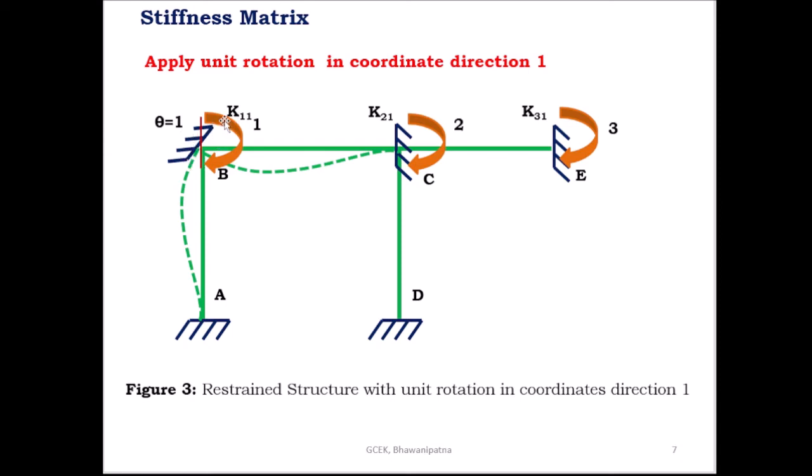Only unrestrain this support and apply the unit rotation in coordinate direction 1. Then find out what is the force due to the unit rotation at 1. Determine the forces at coordinate 1, this is K11, the forces at coordinate 2, this is K21, and the forces at coordinate 3, so this is K31.